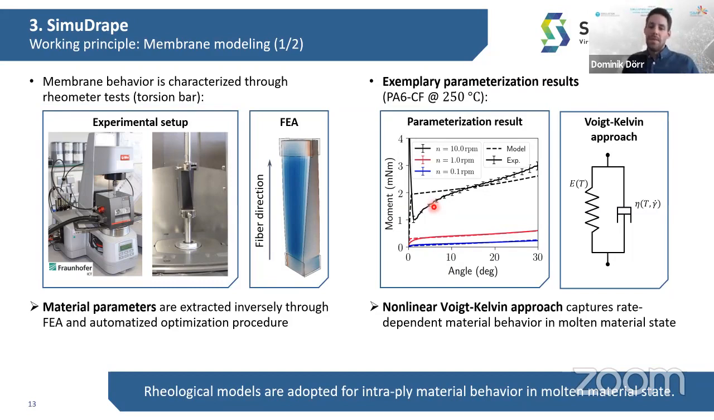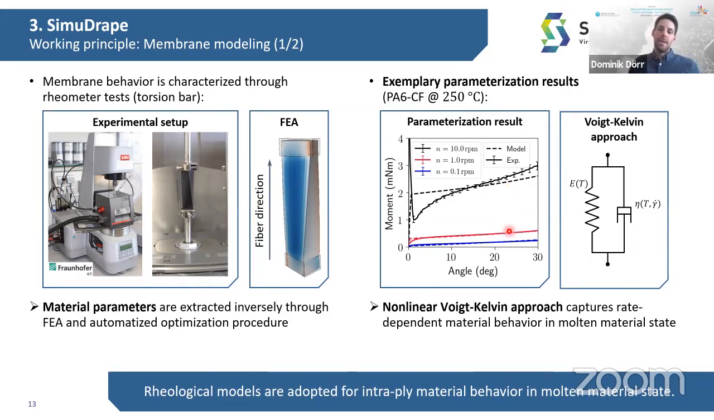What we also see is that we have a very good agreement for the lower deformation rates and a less good agreement for the highest deformation rate. This is just due to the fact that we are using a fairly simple rheological model here. So this is a 4 Kelvin approach, which is only capable of modeling a constant slope between the curves.